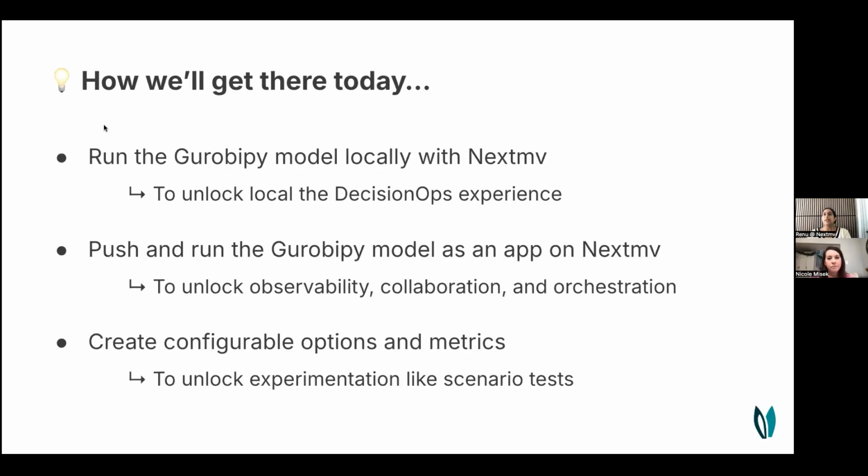So how will we get there today? We are taking kind of a crawl, walk, run approach. The first piece is running your model locally with Nextmv, and this is unlocking that local decision ops experience that we looked at in an earlier slide. Next, we'll push and run that Gurobipy model as an app on Nextmv. So now we'll be running it remotely. This unlocks observability, collaboration, and orchestration. And then lastly, we'll create these configurable options that we'll use in our scenario test. So that really unlocks experimentation.